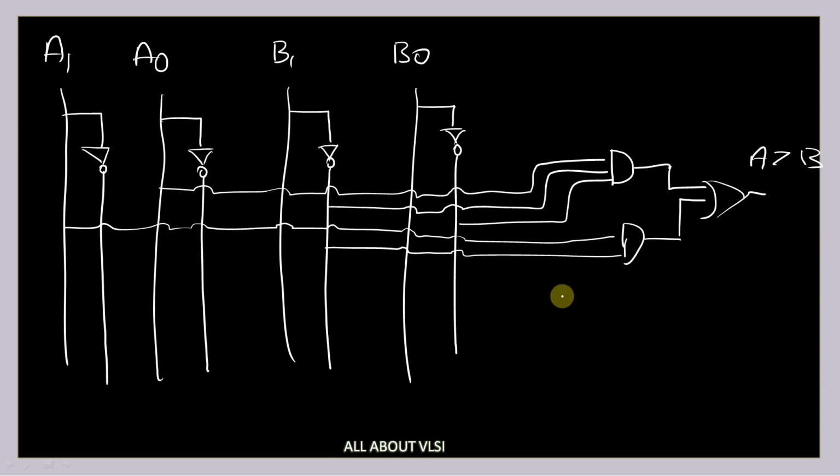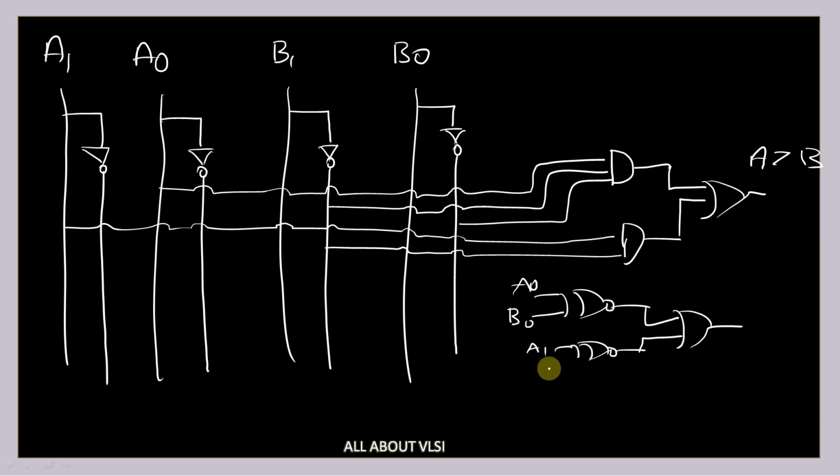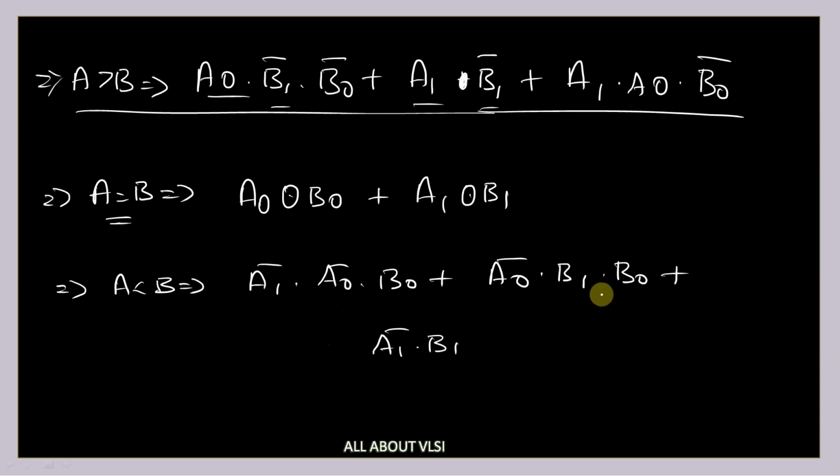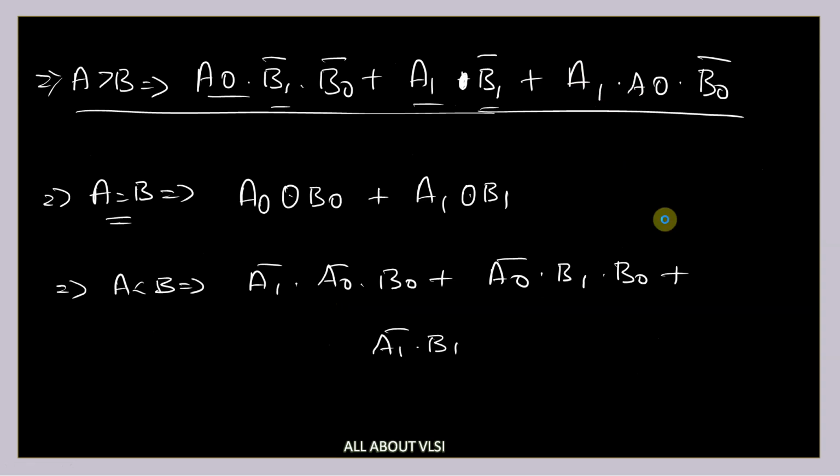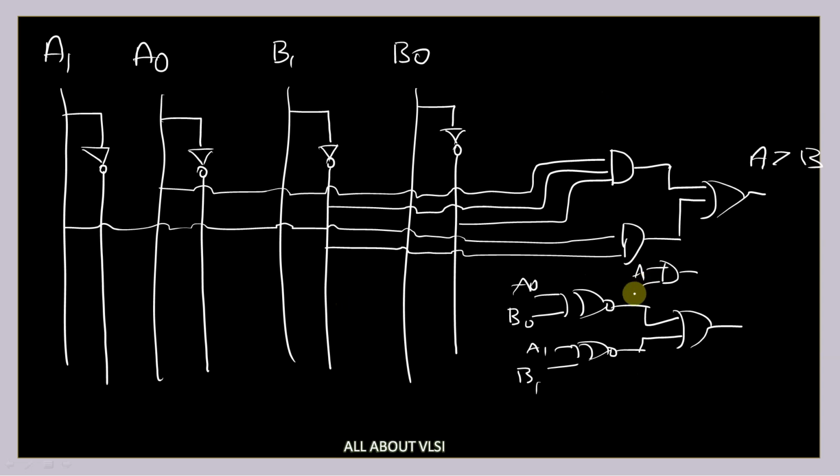And for A equal to B, we will have two XNOR gates, which are connected to an OR gate. For the XNOR gate inputs, we have A0 and B0, and the other has A1 and B1. I'm missing one more AND gate. So we have one more AND gate here, with inputs A1 A0, and its output is given to this OR gate.